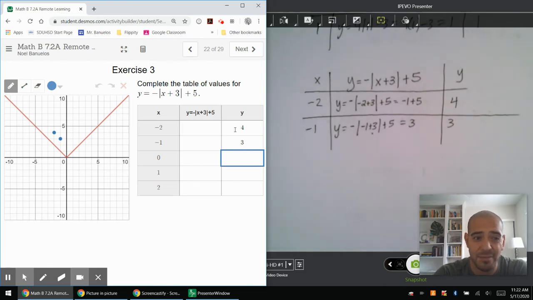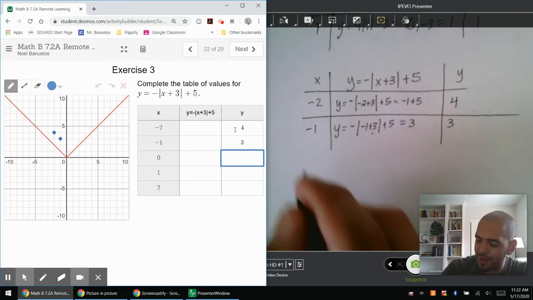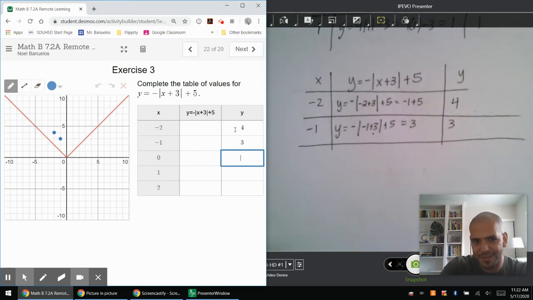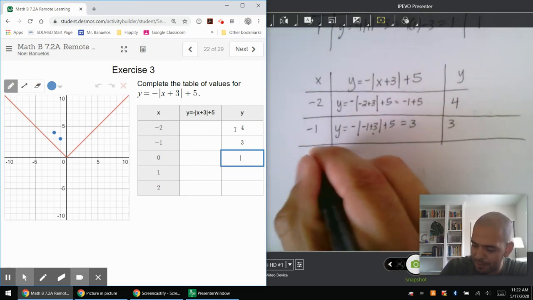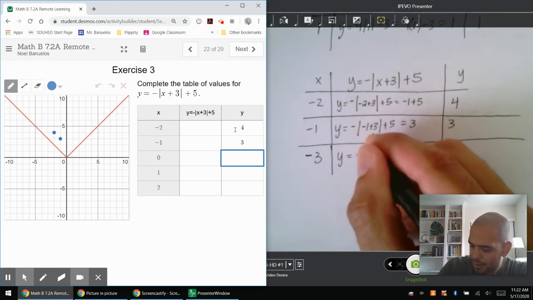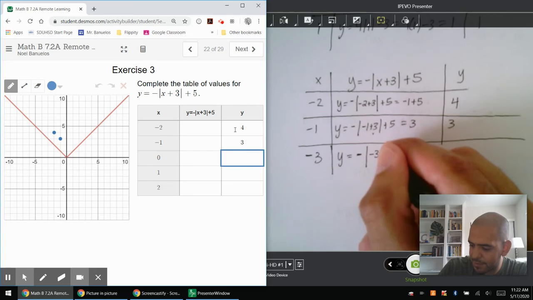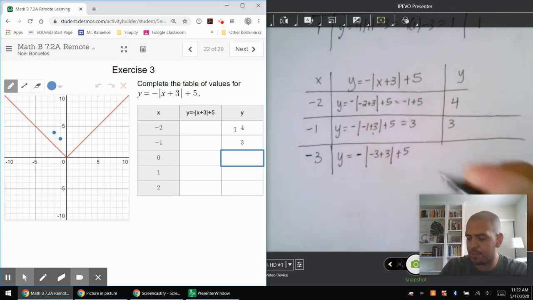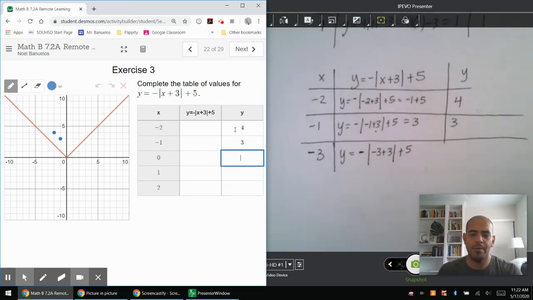because you would clearly see what's happening here. Let's do a value of negative. I know it doesn't say on our table, but I want to do -3. So y equals negative absolute value of -3 plus 3, plus 5. So what I'm doing is I really want to create the V, because if I continue on, I'm only going to create one side of the V shape. That's why I'm adding on -3, because I want to see the other side of it coming down. Okay, that's what I'm doing right now.